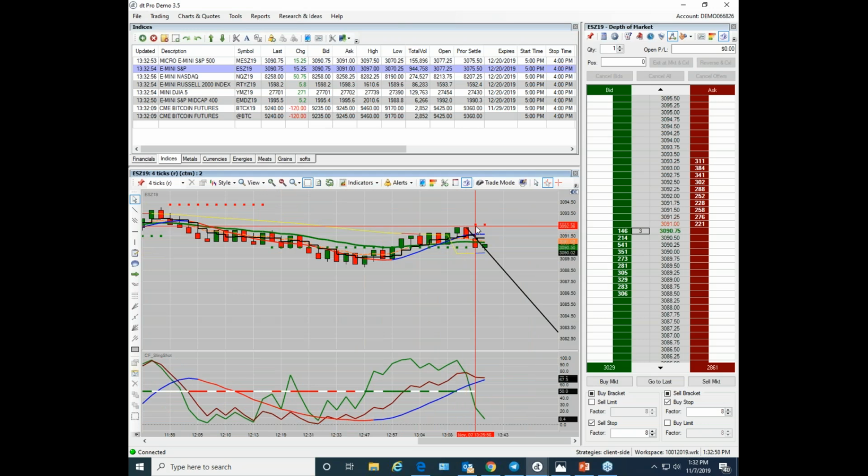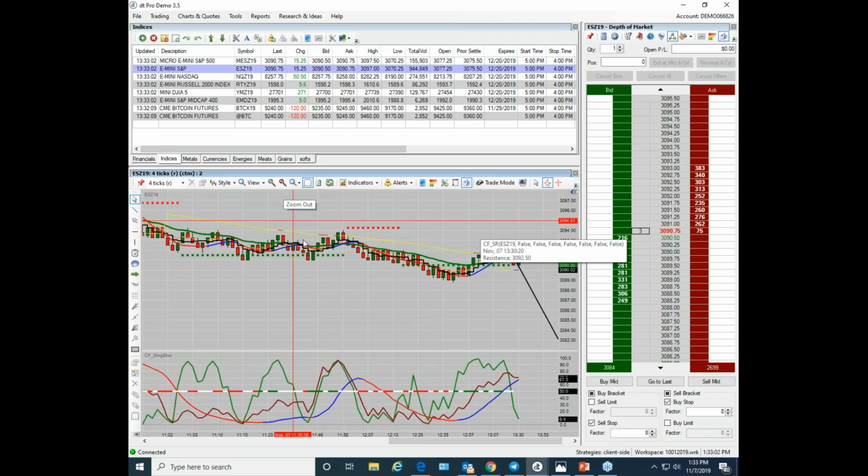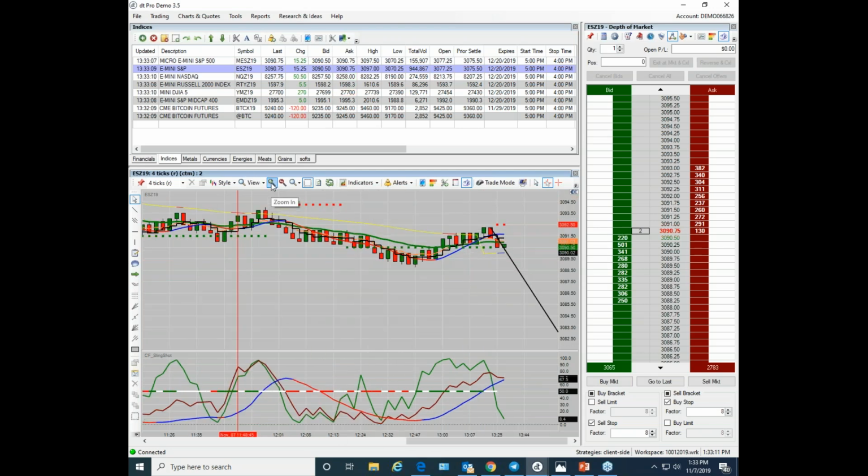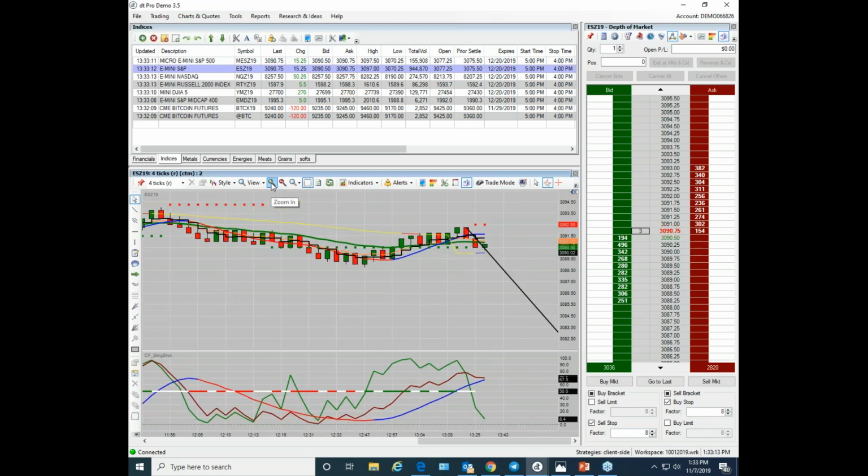And right now, because we have red resistance dots above us and we've had some congestion here, this is not something that's very easy and obvious to take. So I would not tell you to take this trade. However, I want to show you one thing here, and this is how Michael is proactive with his orders.